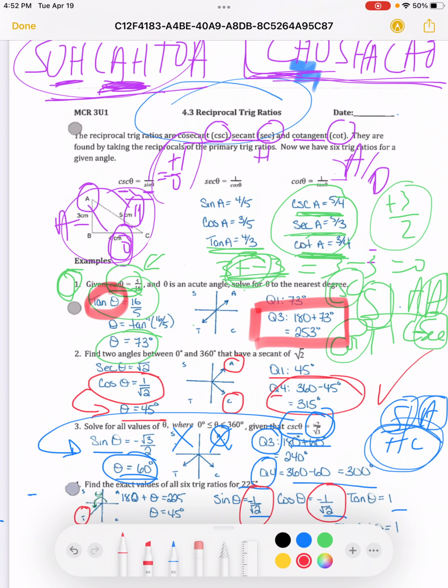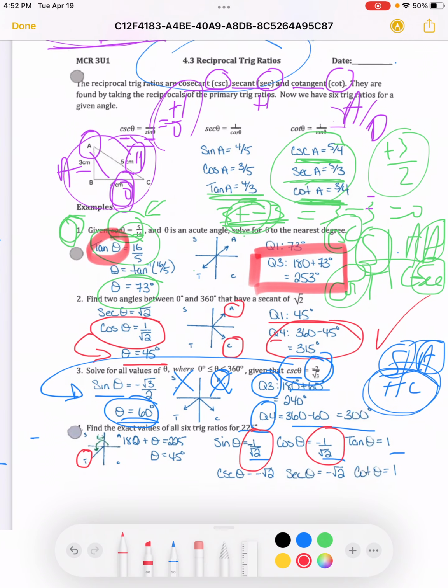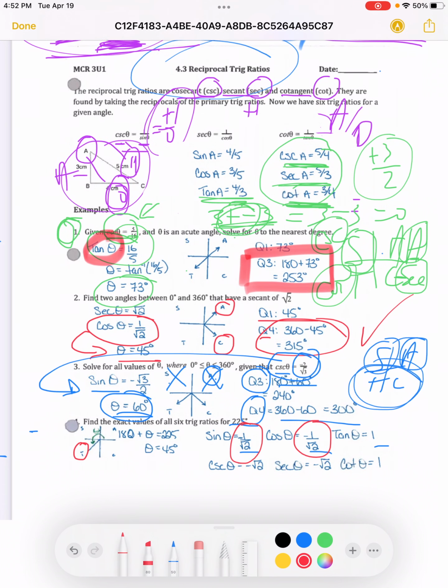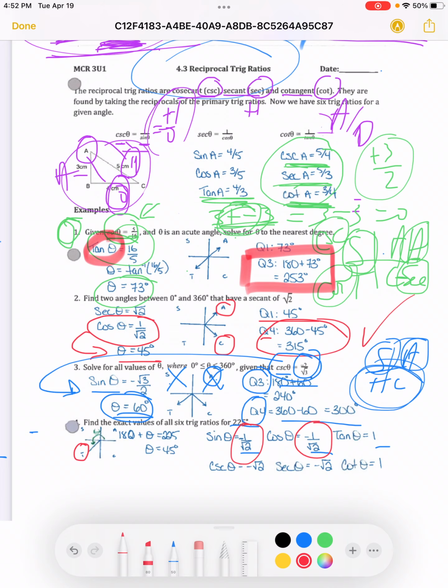Then to get the reciprocals, flip them. So cosecant is the reciprocal of negative 1 over root 2, which is negative root 2 over 1, which just cleans up to negative root 2. And everything else goes from there.